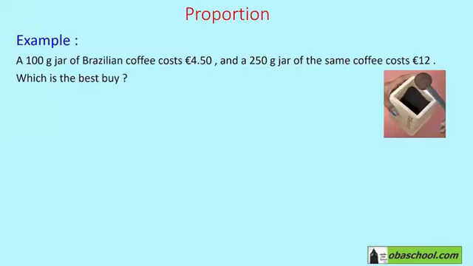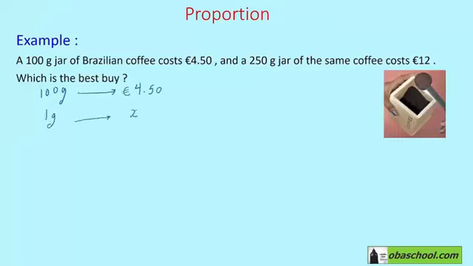So basically, the same company producing the same coffee in two different sizes. One is 100 grams and the other is 250 grams. So we need to know which one is the best buy. First, we're going to have to calculate the cost of 1 gram.